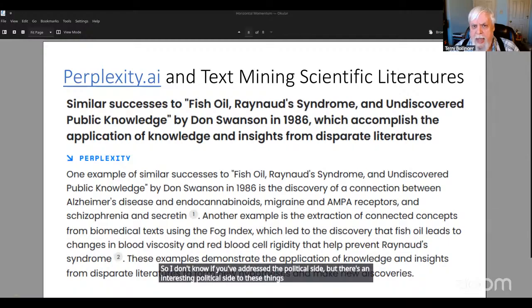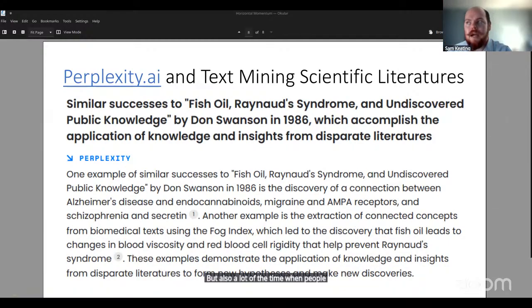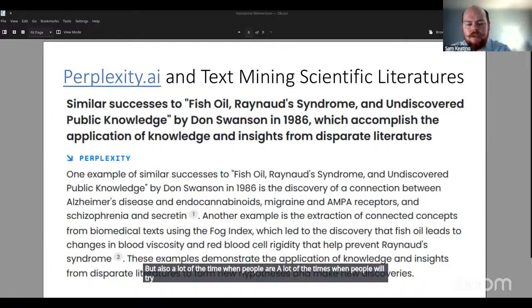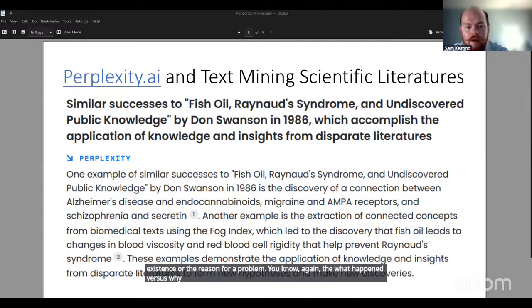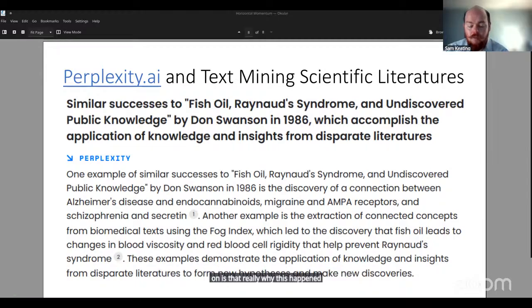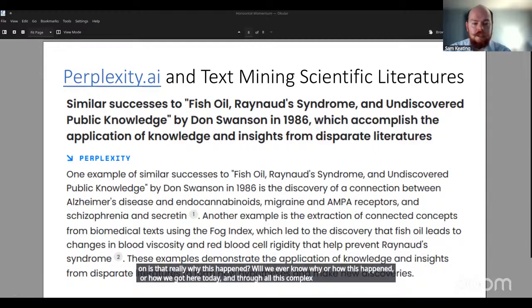But that can also create a lot of the times when people will try to blame or acknowledge that money or capitalism must be the bane of existence or the reason for a problem, again, the what happened versus why or how it happened. It's harder to prove. It's harder to find consensus, confidence level agreement on, is that really why this happened? Will we ever know why or how this happened, or how we got here today, through all this complexity, all these interactions and trajectories?